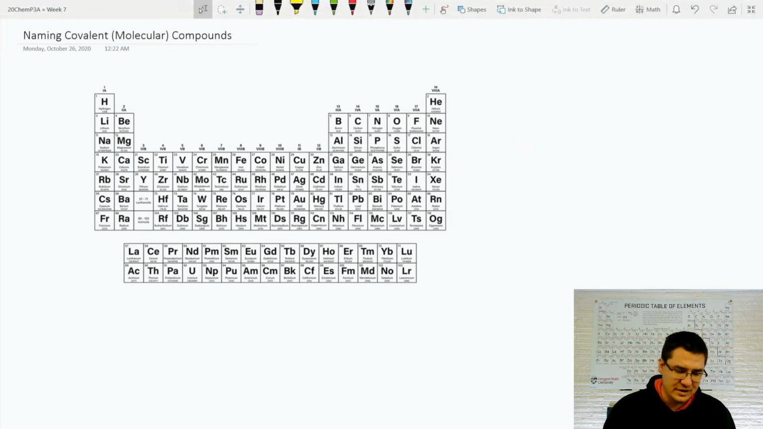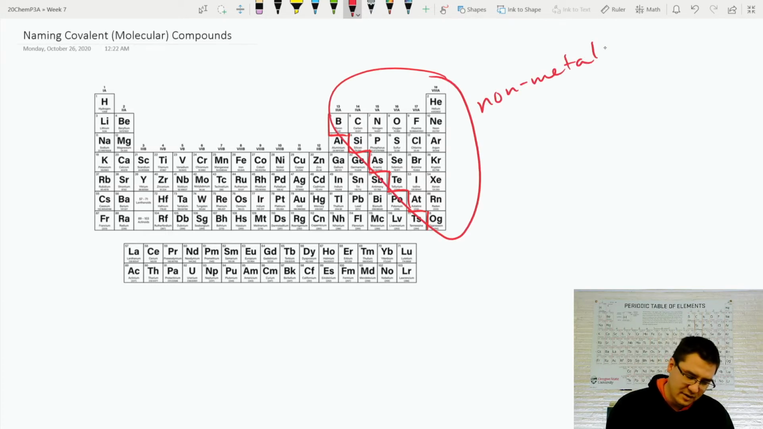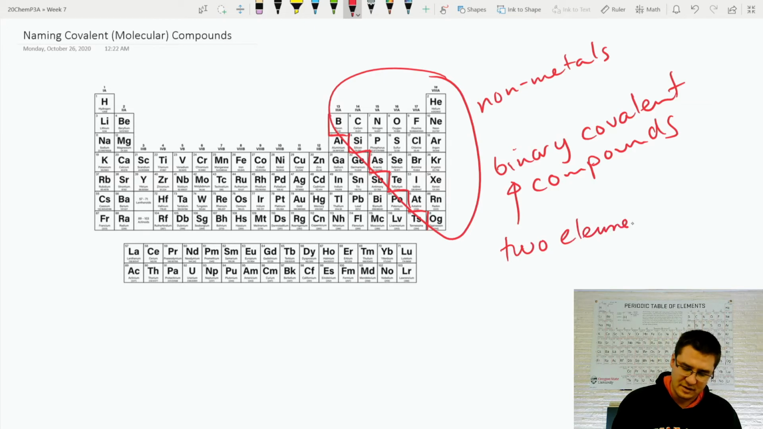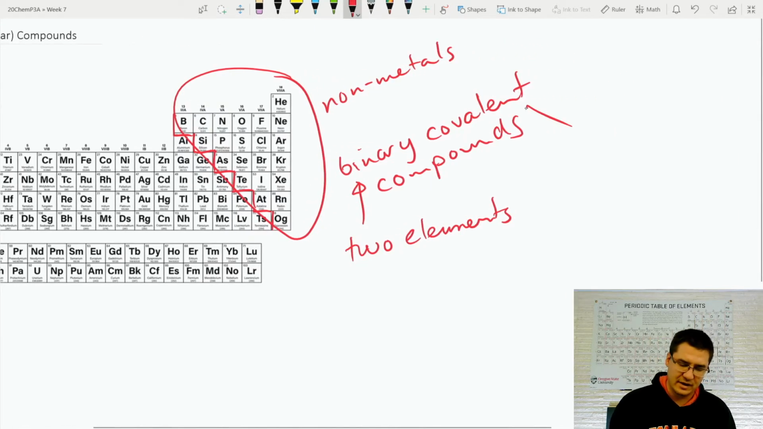And covalent molecules, the easiest way to identify if something is a covalent molecule is to look and see what kind of elements it's made up of. So we're going to be forming these compounds from only nonmetals. Okay, and we're going to be making combinations of two different elements. So we're going to call these binary covalent compounds. The binary means that there's going to be two elements. And the covalent means that they're made of only nonmetals.